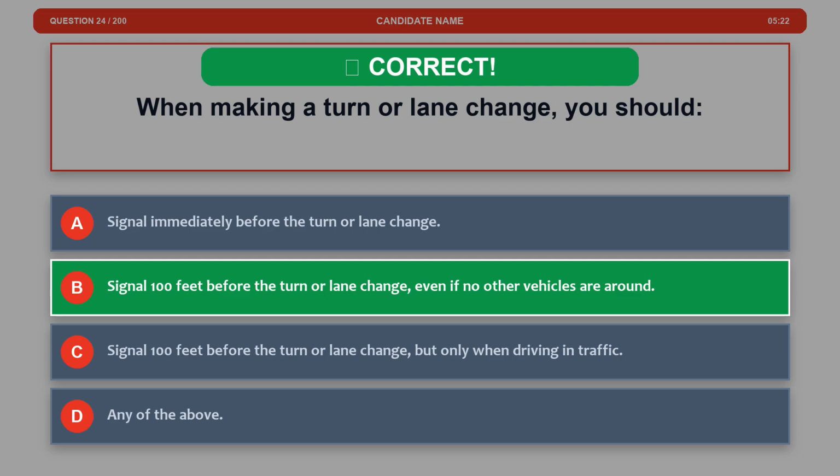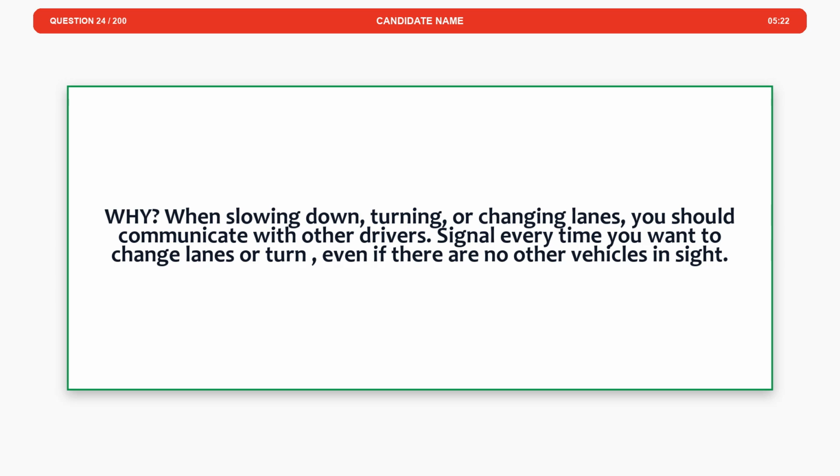The correct answer is option B. Signal 100 feet before the turn or lane change, even if no other vehicles are around. Explanation. When slowing down, turning, or changing lanes, you should communicate with other drivers. Signal every time you want to change lanes or turn, even if there are no other vehicles in sight.